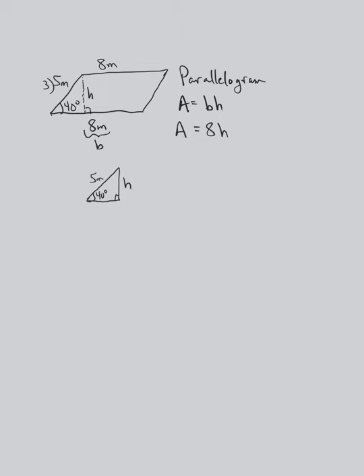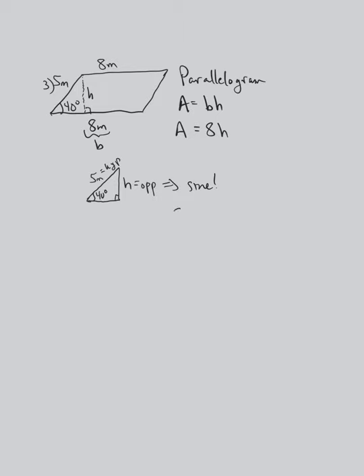And so think about labeling of the sides. Here's your hypotenuse, so the 5 is the hypotenuse, okay. And then here's my given angle, and h is opposite. So h is the opposite side. So we're given the hypotenuse and we want the opposite side. Which trig function should we use? We should use the sine, okay?